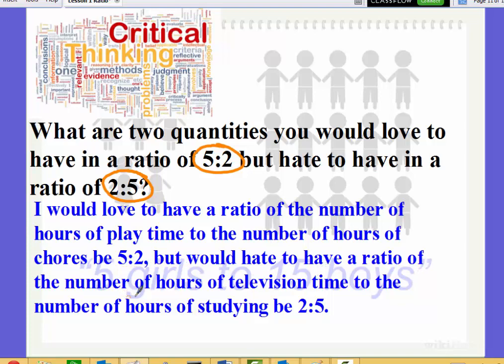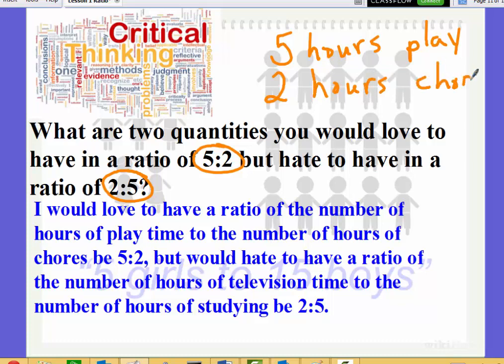But I'd hate to have a ratio of the number of hours of television time to number of hours studying to be 2 to 5. So what this is saying is if you have 5 hours of playtime, for every 5 hours that you play, you have 2 hours of chores. Oops, so I need to change that. I was going to put chores first. 2 hours of chores. That's an excellent ratio, I think.